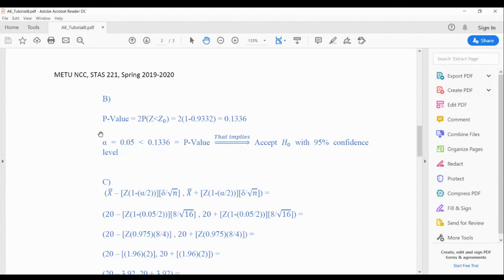There is not enough evidence to reject H0. But how to calculate the p-value? We should do it using the test statistic. Again, in order to find the p-value, you should for sure calculate the test statistic.